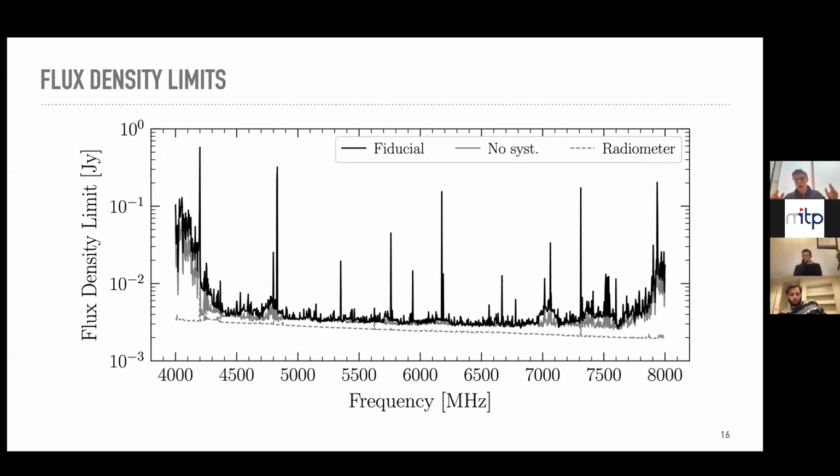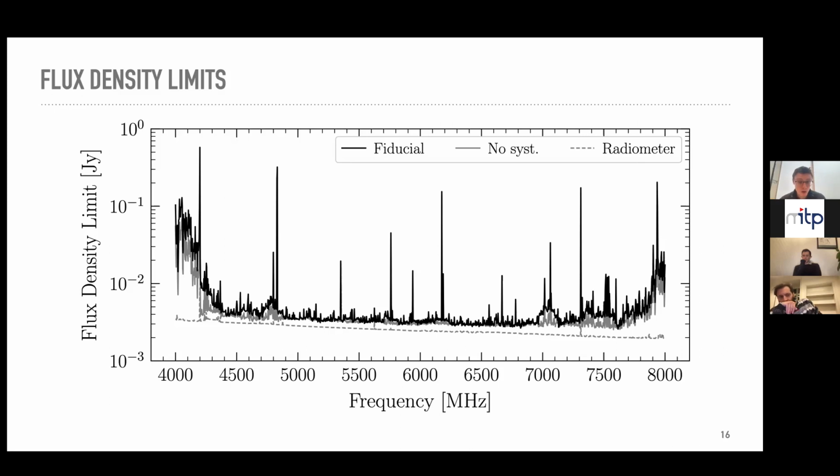Cool. So if you apply this analysis procedure to all of the coarse channels that we have in our data set between 4 and 8 gigahertz, this is what the flux density limits that we extract look like. So in black, I'm showing you our fiducial limits that also include some assessment of systematics that may be present in the data. And you should compare that to this dashed gray line, which is the radiometer equation expected sensitivity for the observations that we were using.